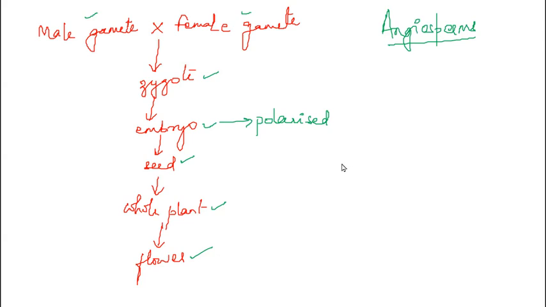Now, we also need to discuss the life cycle of angiosperm. The angiosperm life cycle is haplodiplontic. That means the haploid phase alternates with the diploid phase. We will discuss what it is.